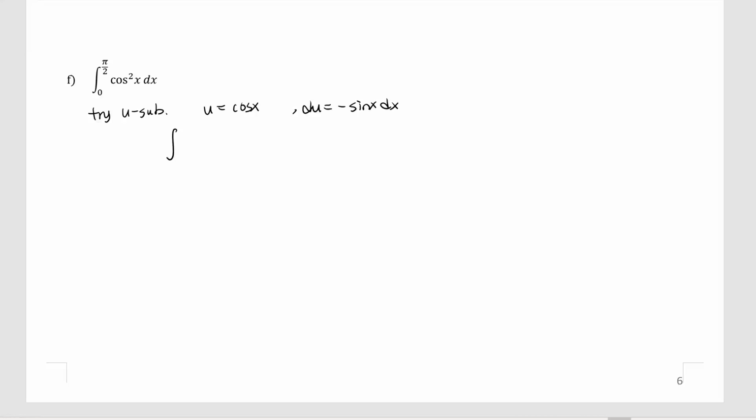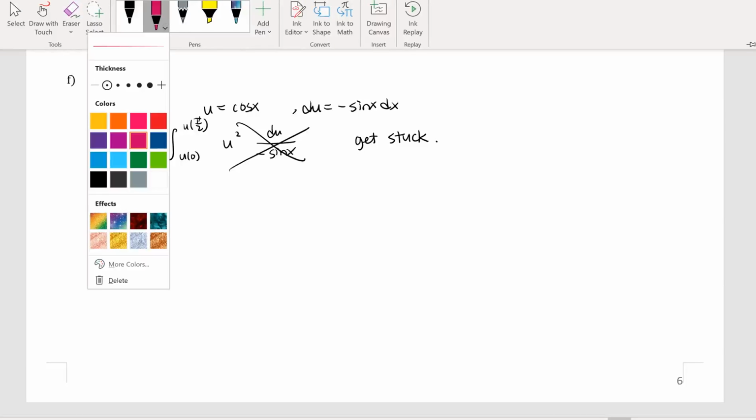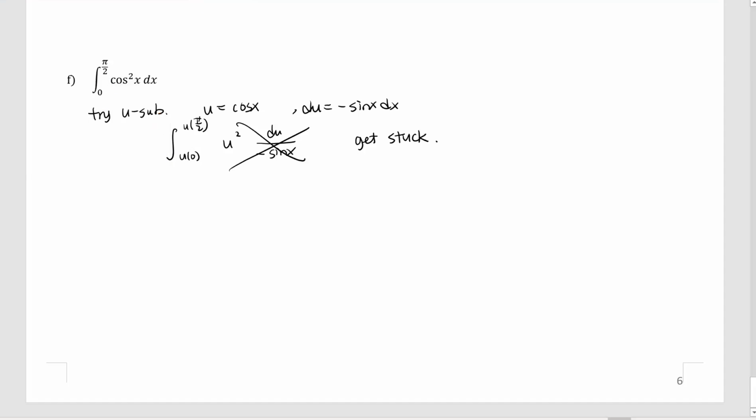Then when you try to plug in, you have u of 0 and u of pi over 2, and then you have u squared. But the dx, what is the dx? You cannot solve the dx in terms of u. You cannot say dx is du over minus sine x. No, you cannot do this. So we get stuck. So actually in this problem, we cannot use u-substitution. u-substitution cannot help us solve this problem. So that's why the presence of du is so important over there.